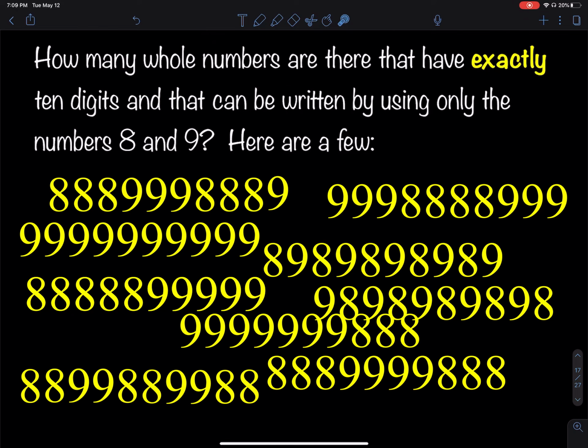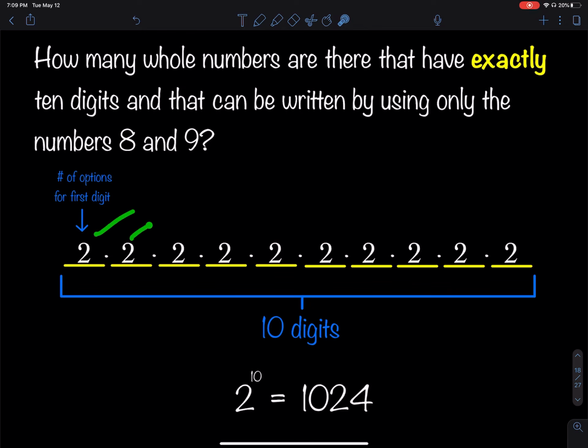Let's take a look. Here we have 10 positions, and for each of these 10 positions, we have two options because each of these options can be either the number 8 or the number 9. So there's two options for each position. Now there's 10 digits, so 2 times 2 all the way to 2, 10 of those, is 2 raised to the 10th power, which is 1024. So that answers our first question.